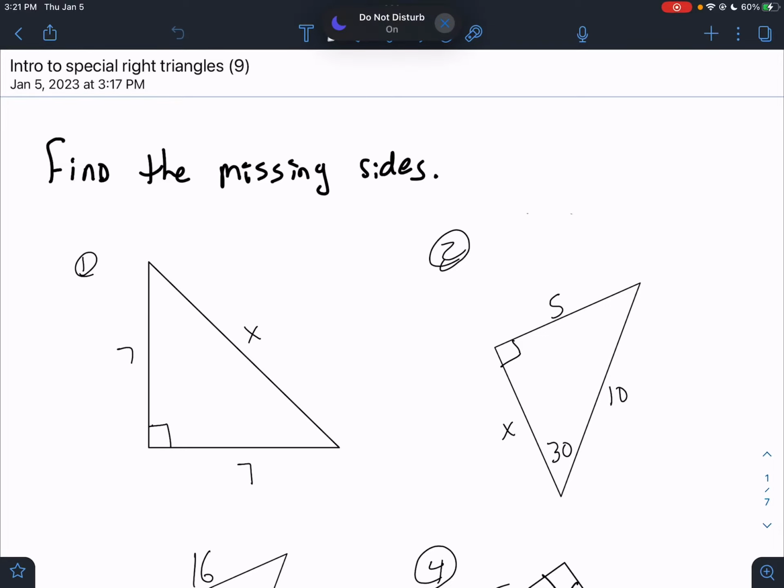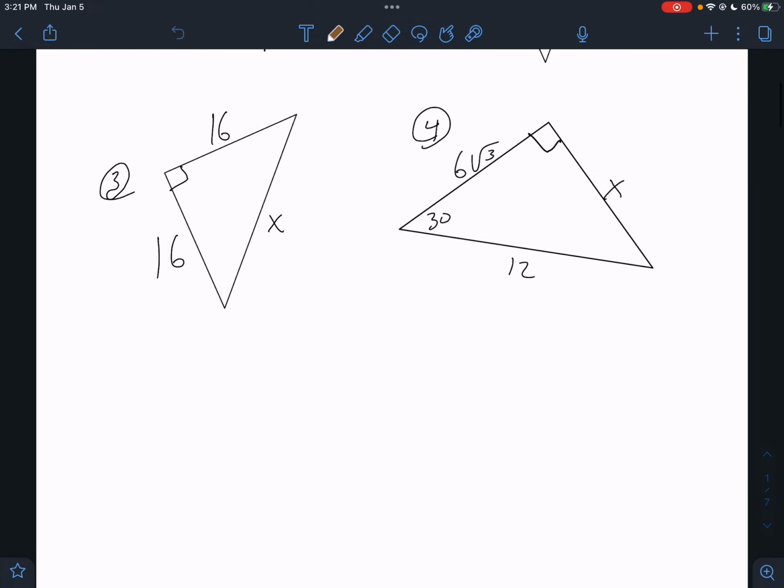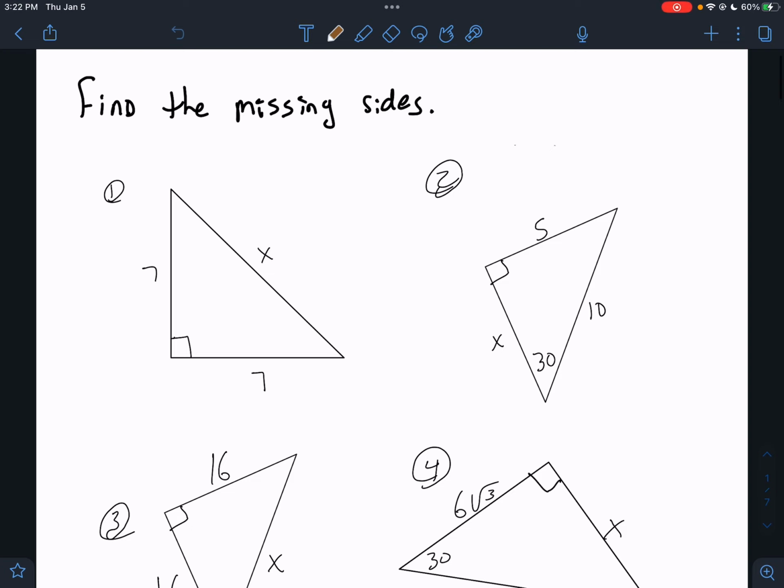All right, guys, this is special right triangles. And I know what you're thinking. Aren't all right triangles special? And the answer is yeah, they really are. But these are the most special ones. We got a lot to go through.